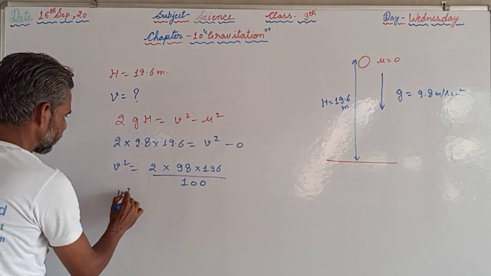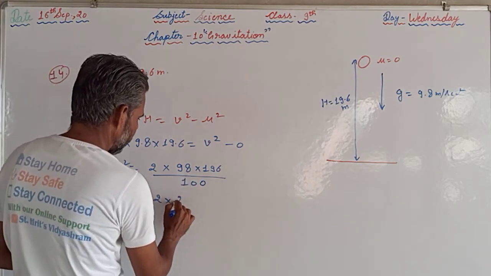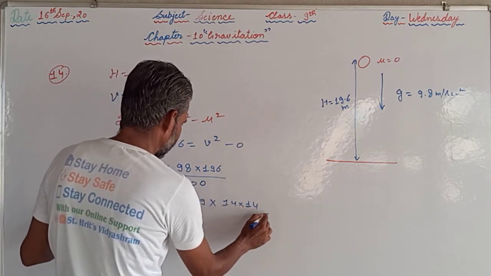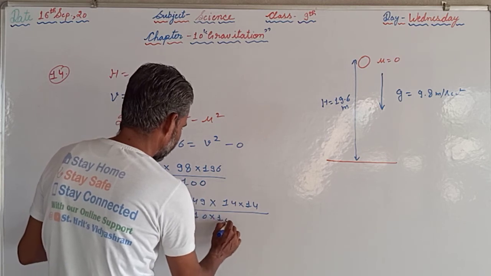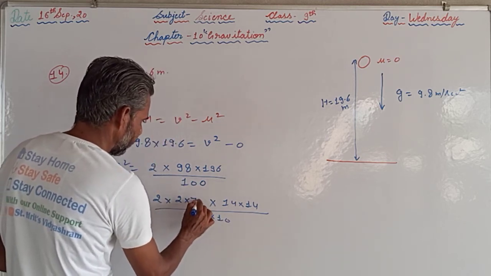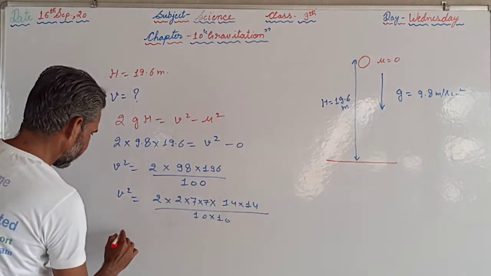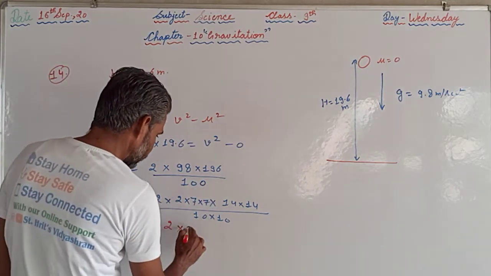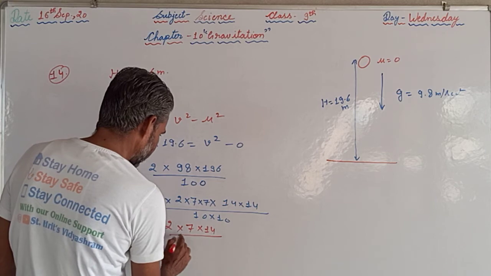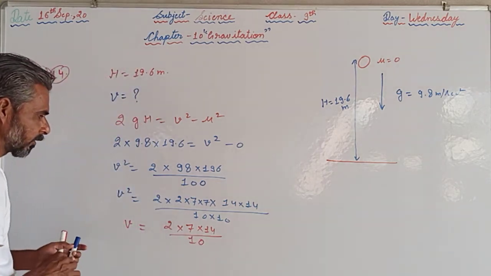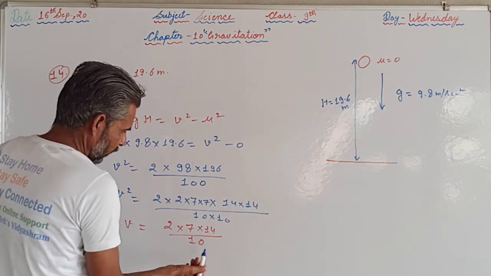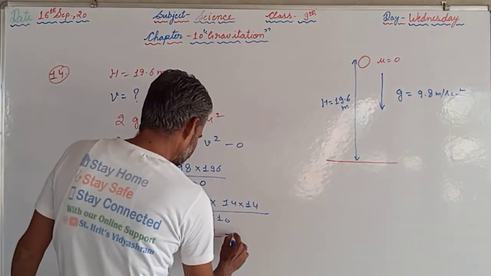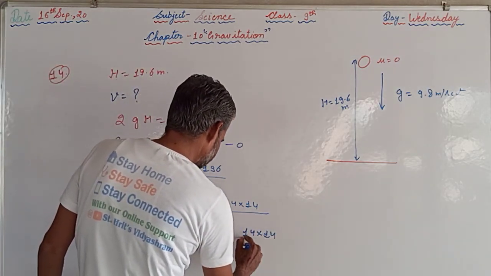So from here we can start pairing: 2 into 49 into 196, that can be written as 14 into 14, and that can be written as 10 into 10, and 49 can be written as 7 into 7. So from here we can find the square root, taking one number from each pair: 2 into 7 into 14 upon 10. That will be the answer, and now we can settle it down. 2 into 7 is 14, and that is 14 into 14 upon 10.